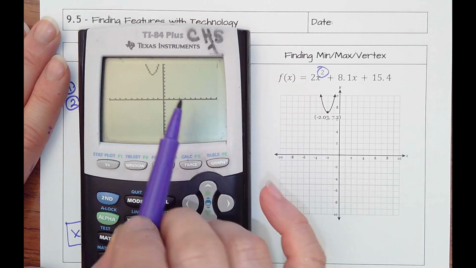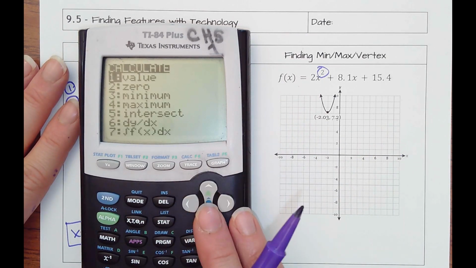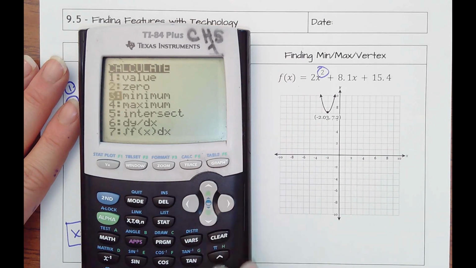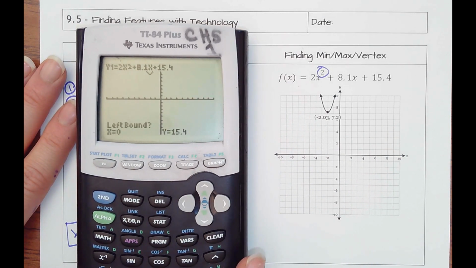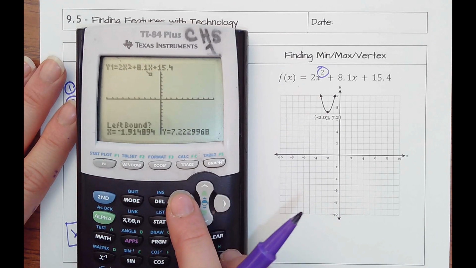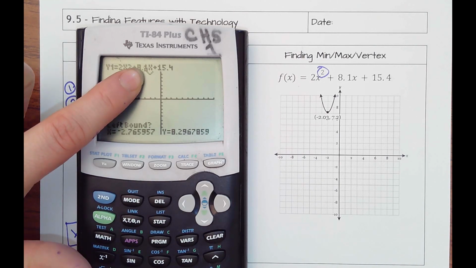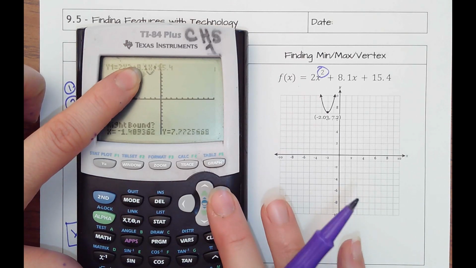Okay, and so I see the point right here is my minimum, and I go second, calc. I want to find a minimum. Now this is kind of hard to see. There it is. So you can see my little flashing point. I want to be just to the left of my minimum and then just to the right.